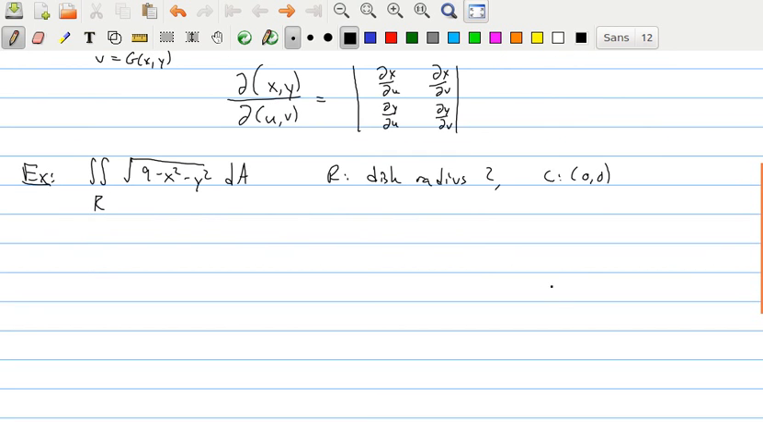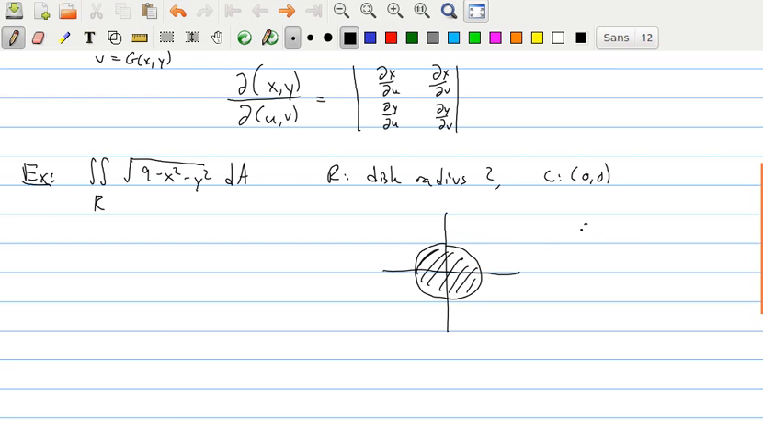So this is sort of like a classic polar problem, because the region we're integrating over is a disk, and the function looks like it would go well with polar. So this is sort of a classic polar integral. Our region of integration is the disk of radius 2, everything inside the circle of radius 2.